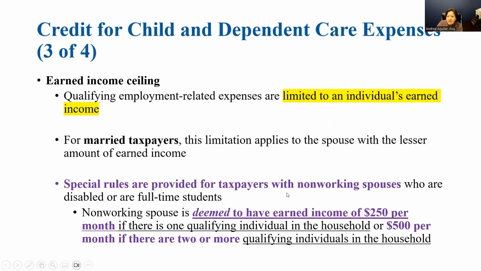And what happens if we have a spouse that is not working? No worries. If one of the spouses is not working, then we're going to deem that they are earning $250 per month if there is one qualifying individual in the household, or $500 per month if there are two or more qualifying individuals in the household.